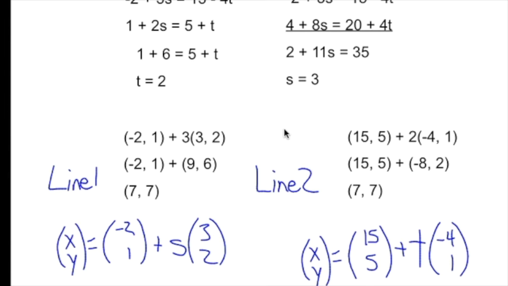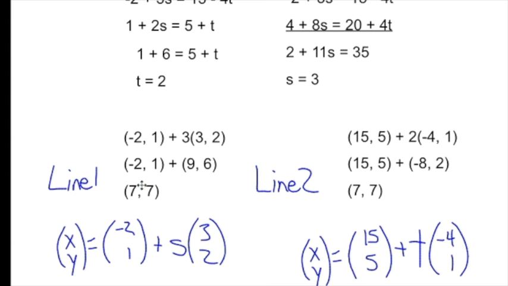Now, to follow this up, we have the question, would this object that's moving along this line with this velocity actually meet this object moving along this line at the velocity of negative 4, 1? And the answer to this question actually is no.